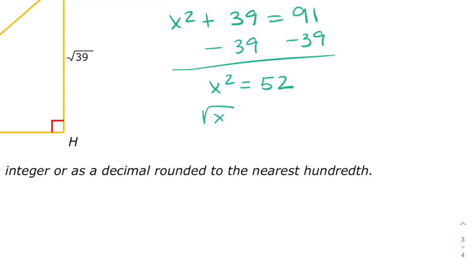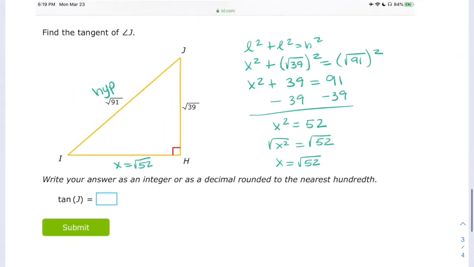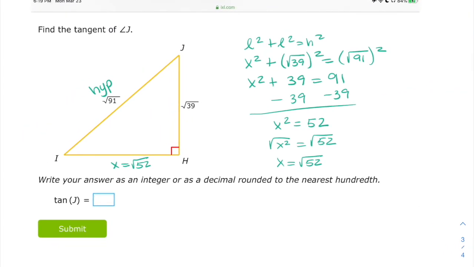Now you find the square root of x squared. You find the square root of 52. Again, it's going to wipe each other out. That's why I'm doing this. So x equals the square root of 52. I'm going to write that in right here. And now we're ready to actually find the tangent. Now we're fully prepared to find the tangent of angle J.